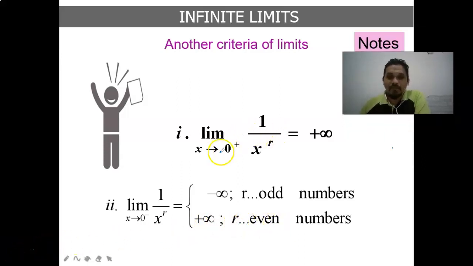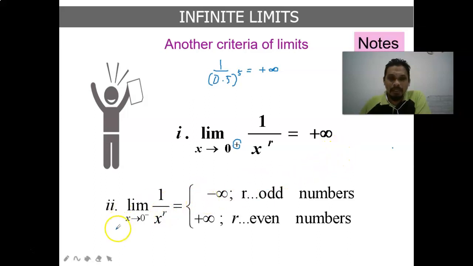So what's the difference between these two? When x approaches 0 from the right side of 1 over x to the power of r, just like 1 over x approaching 0 from the right side, let's say 0.5. 0.5 to the power of any number r, whether odd or even, let's say 5, equals positive infinity.